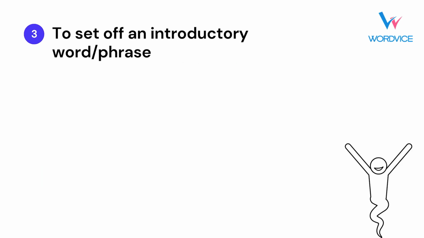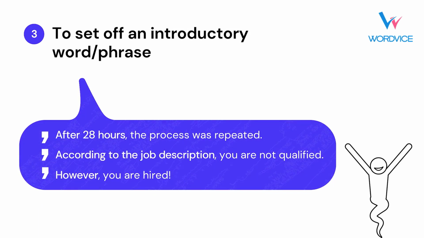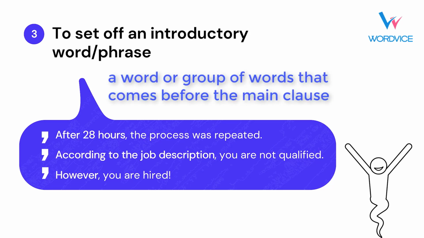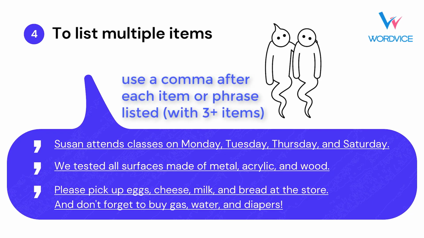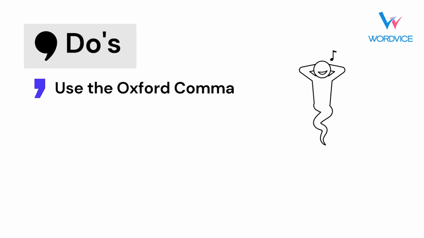In addition to connecting and disconnecting clauses, commas are also used to set off an introductory word or phrase. An introductory word or phrase is a word or group of words that comes before the main clause in a sentence. Finally, commas are often used to list items, characteristics, or events in a series. A comma should be used after each item or phrase listed when there are 3 or more items listed.